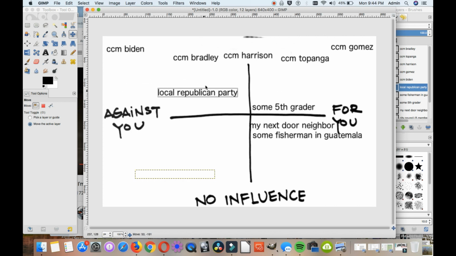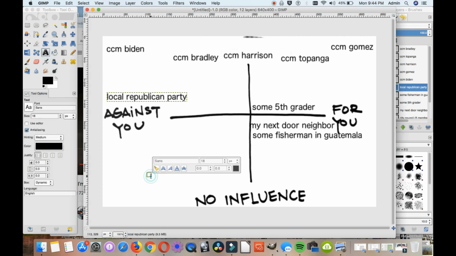So you might want to take them seriously. They don't have as much influence as these people, but they don't have no influence. Let's actually put them up here. Local Republican Party. What about the teachers union?